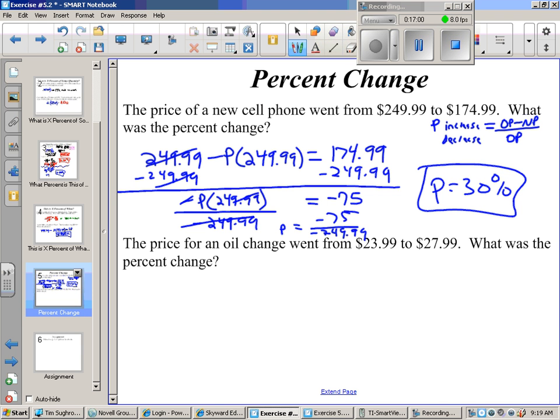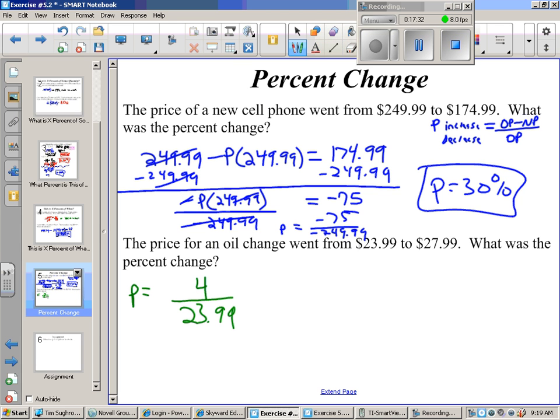Watch, let's try this one that way. The price of an oil change went from $23.99 to $27.99. So old price minus the new price is negative 4. It's 4. That's the amount that it changed. So the amount of change over the original price. What was the original price? The $23.99 or the $27.99? $23.99. That will give you the percent change every single time.